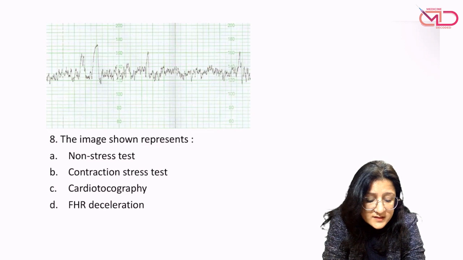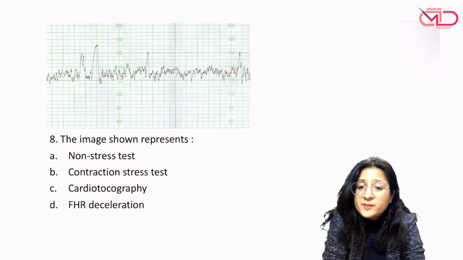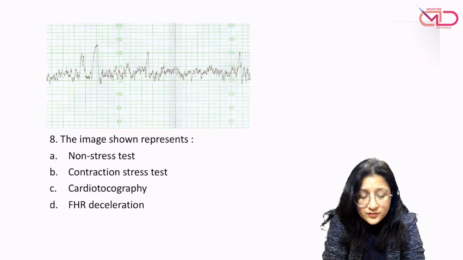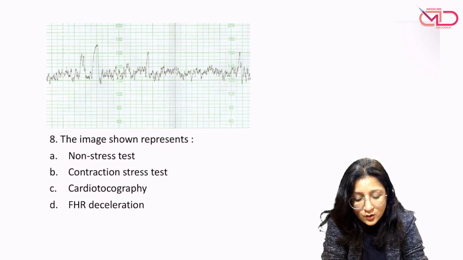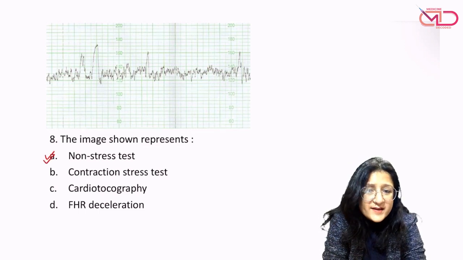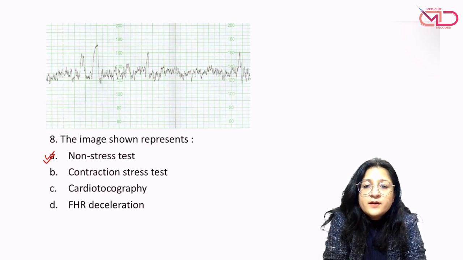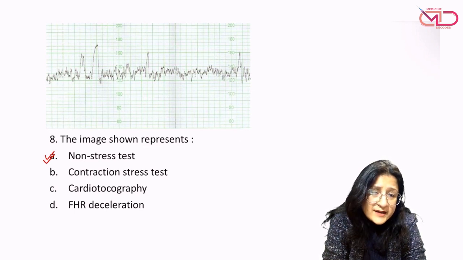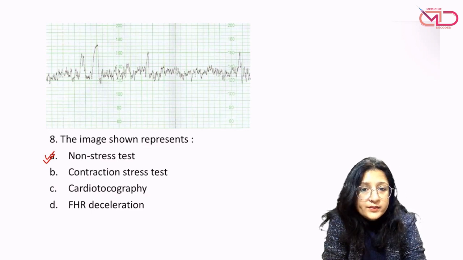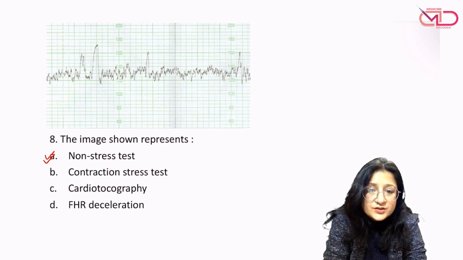And maybe the question was direct and straightforward like this, or maybe the question was about the non-stress test. But nonetheless, this image was asked, and the image shown represents a non-stress test, right? We know it is a non-stress test because the contraction tracing is not given in this graph. A contraction stress test is done, and used to be done earlier, where we used to induce uterine contractions with oxytocin and then see the pattern of fetal heart rate tracing along with the contraction. So this is not a contraction stress test.